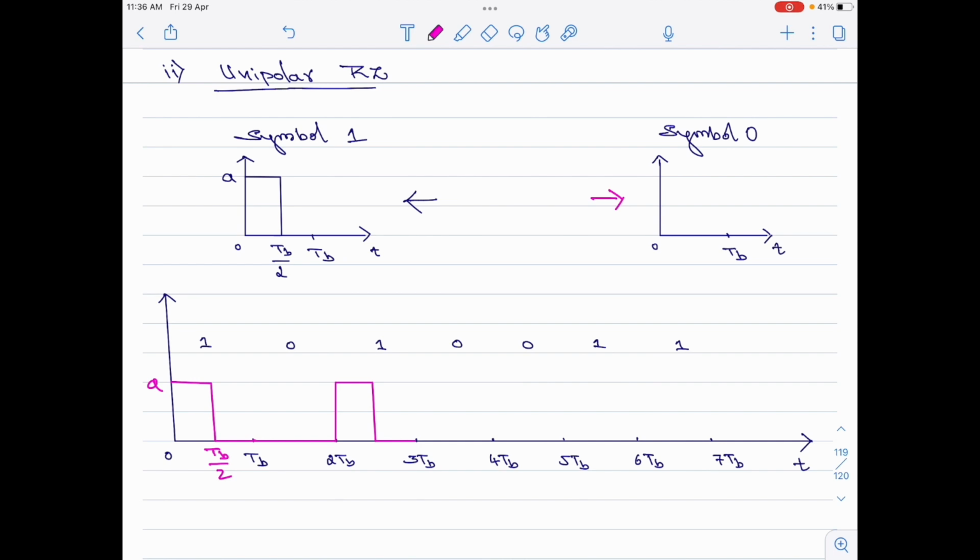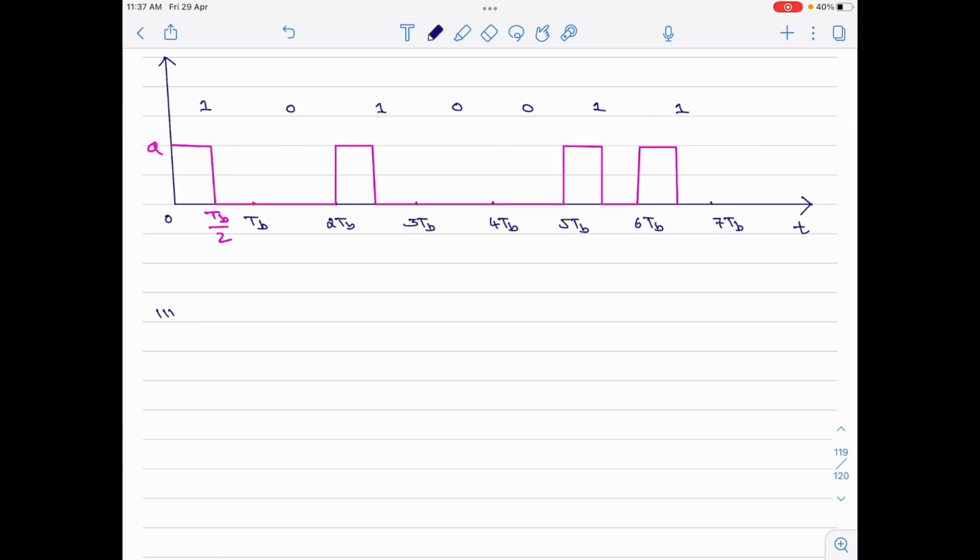The next two bits are both 0 0, so I will be transmitting 0 volts for the next two bit intervals. The next bit is 1, so I will transmit a pulse of duration TB by 2 and amplitude A. For the remaining half of the bit duration, 0. Repeat the same process for the last bit 1 as well. Right. This is the waveform for the unipolar RZ signaling scheme for the given data.